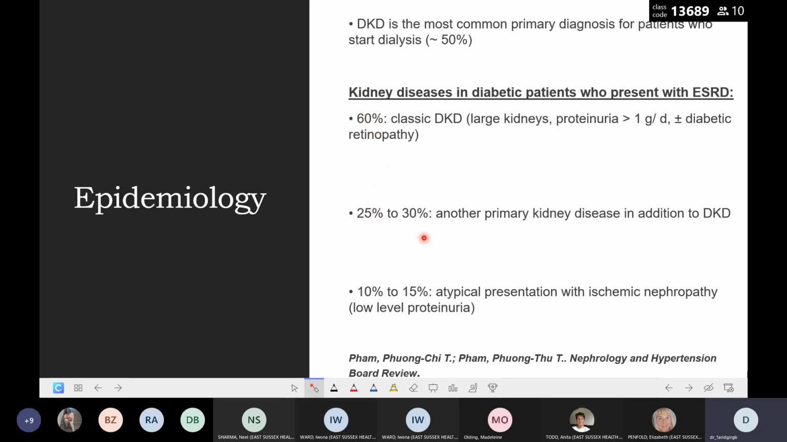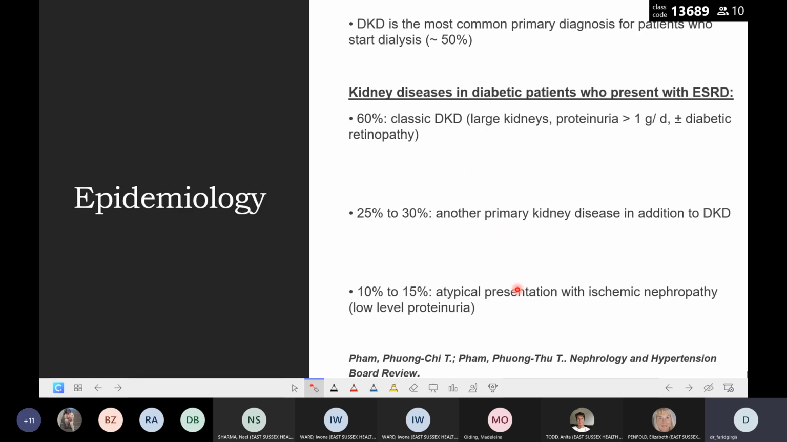And 25 to 30%, and this is very important, have another primary kidney disease in addition to diabetic kidney disease. And this is very important. Not every diabetic patient who comes to me with proteinuria or nephrotic range proteinuria is due to diabetic nephropathy. No, sometimes in 25 to 30%, we find the patient has a diabetic kidney disease background in his kidney, but at the same time, there is another diagnosis, as we will see in the next slide.